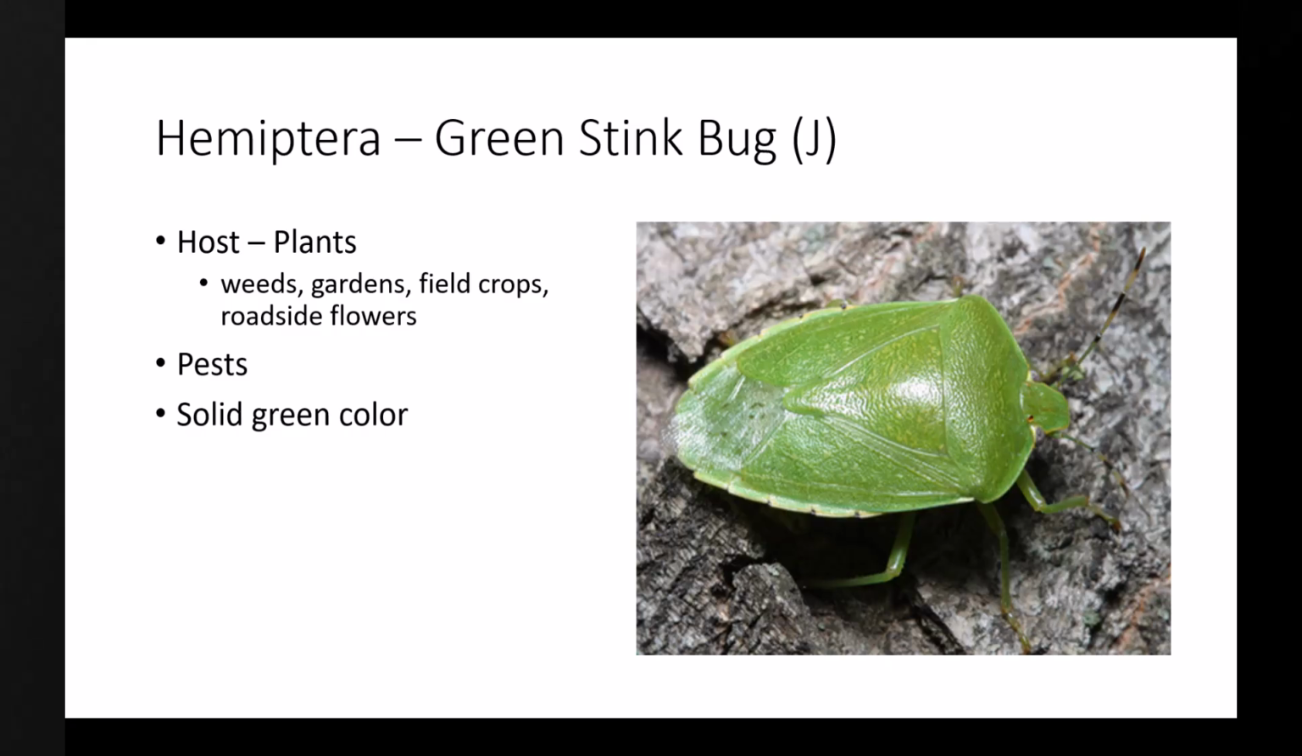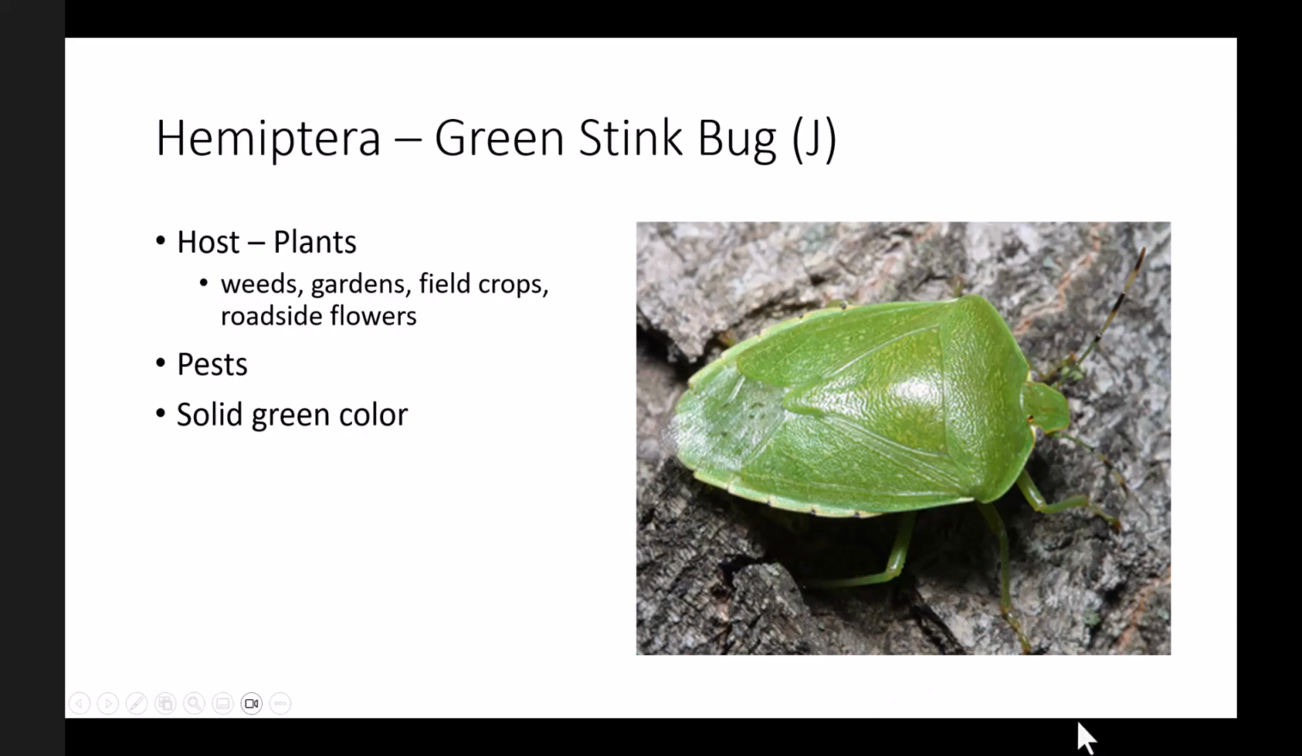They're a big problem in agricultural settings where they're feeding on field crops, but they can also be found on roadside flowers or wildflowers. They're a solid green color. If you look closely, you can see that triangle marking on their back. And then you can kind of see the membranous part of the wings below that are overlapping.